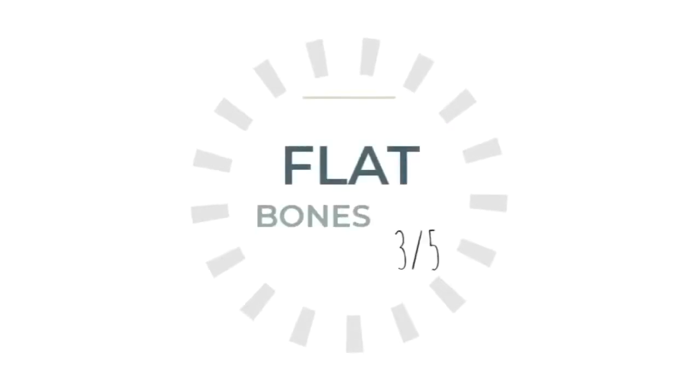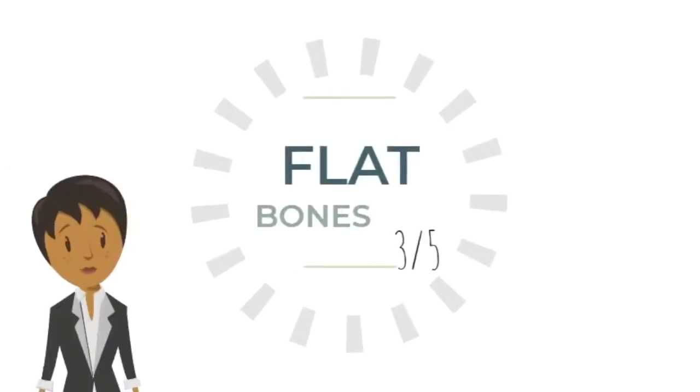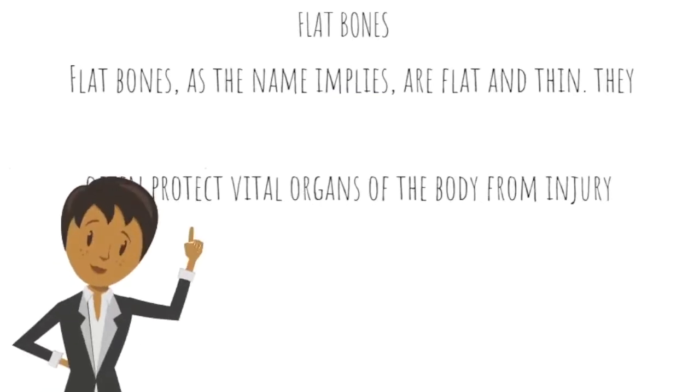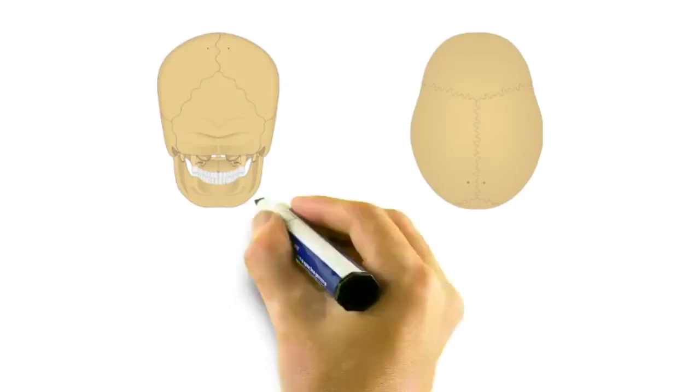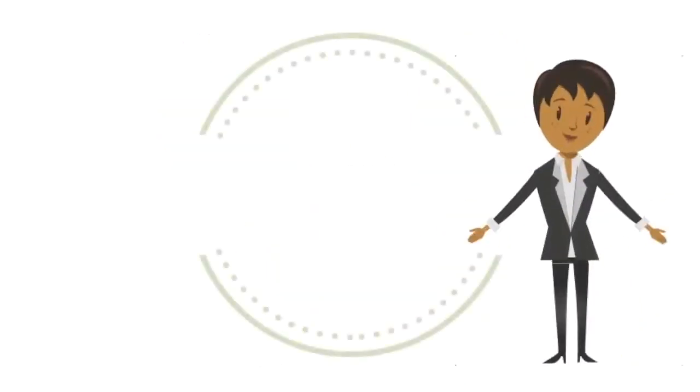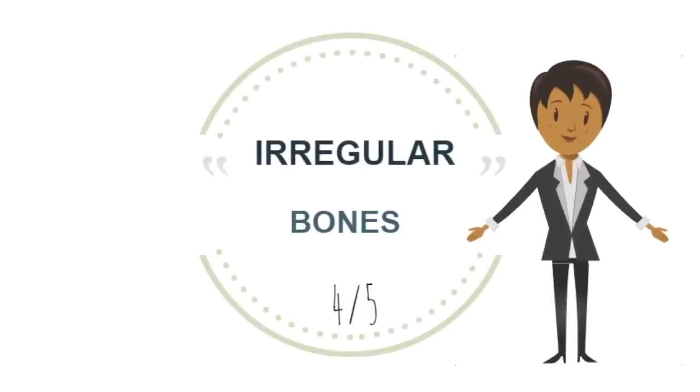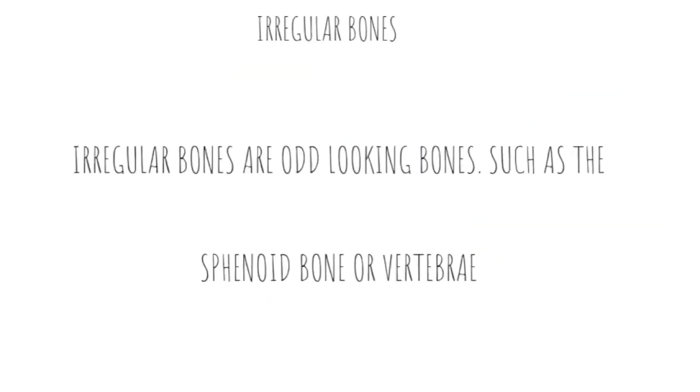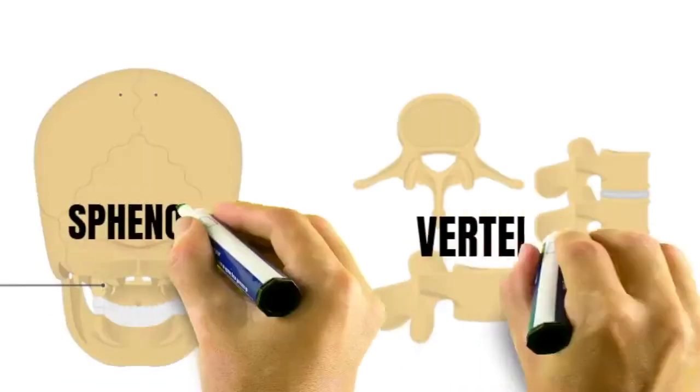The third type of bone is the flat bone. Flat bones, as the name implies, are flat and thin. They often protect vital organs of the body from injury, such as the skull. The fourth type of bone is the irregular bones. Irregular bones are odd-looking bones, such as the sphenoid bone or the vertebrae.